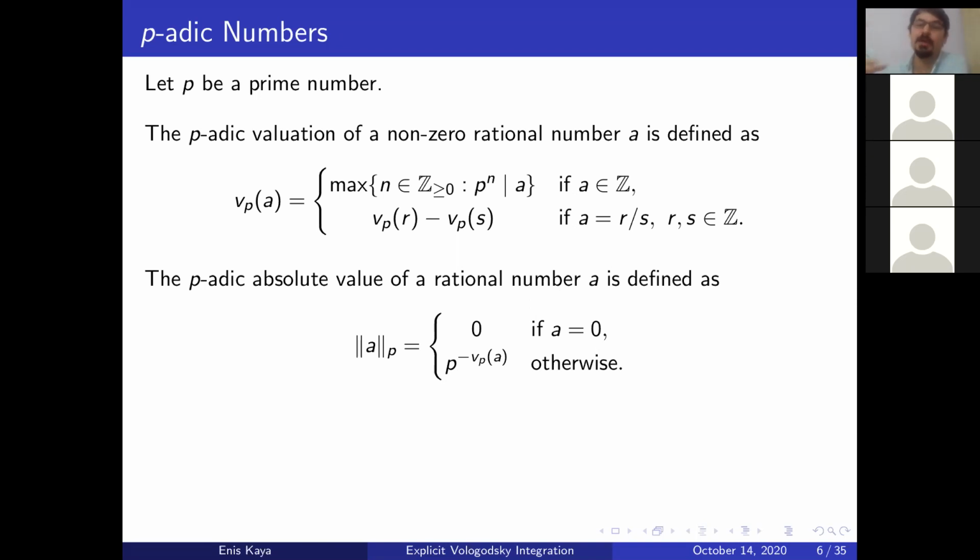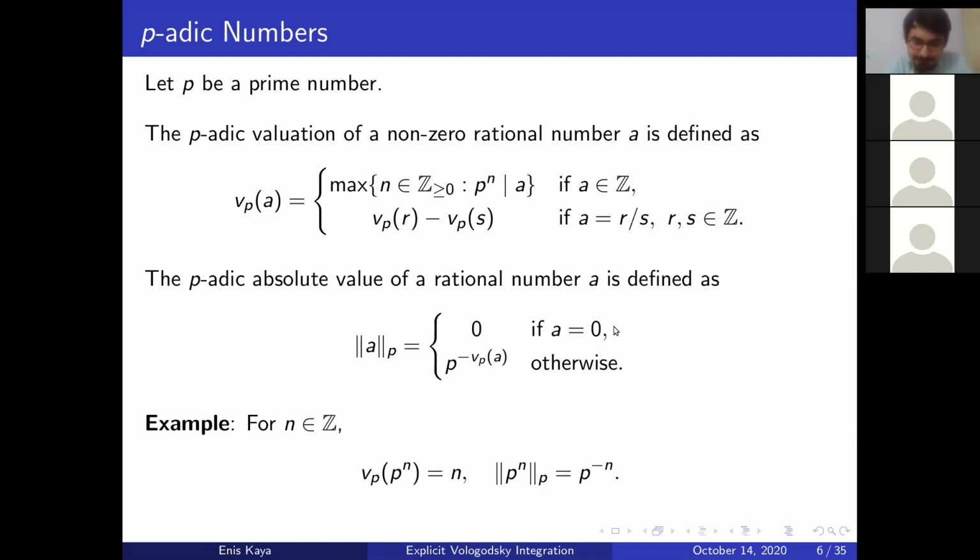We just ignore all the other powers. For example, it can be a very big number in the usual sense. But for example, p does not divide this number, and the valuation will be 0. So let me give you this example.